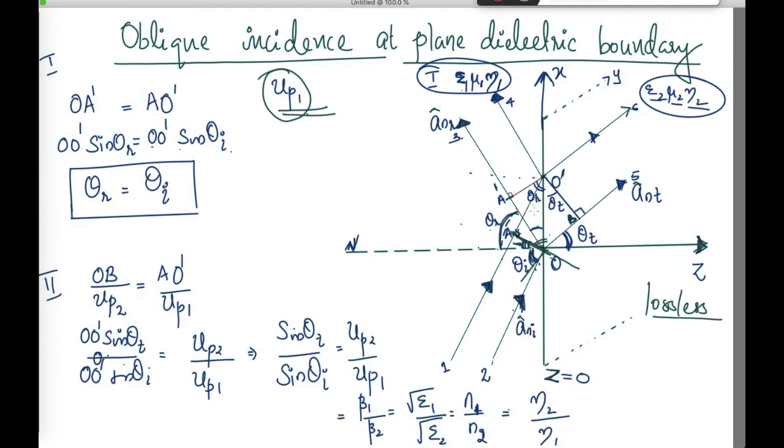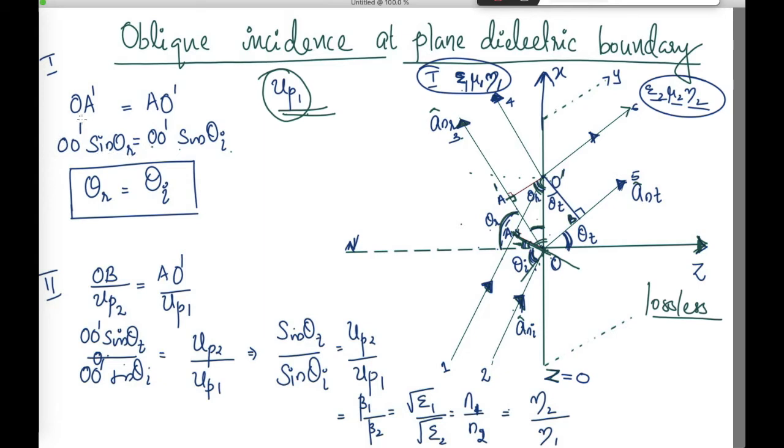Now consider the other one, where you have the perpendicular from O dash to A dash. This is your perpendicular. What we know is the angle between the normal and the ray path OA dash is theta R. So angle A dash O dash is 90 minus theta R. If this is 90 minus theta R, then angle O dash is theta R, because this is 90 degrees. So in the right angle triangle OA dash O dash, angle O dash is theta R, which means A dash O by O dash O is sine theta R. So A dash O is O dash O sine theta R.